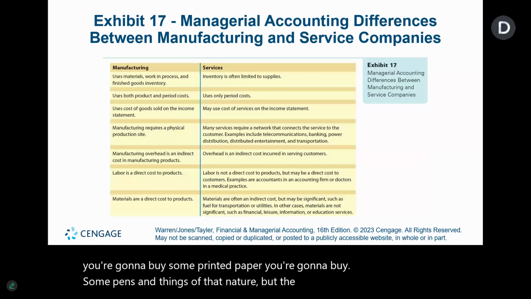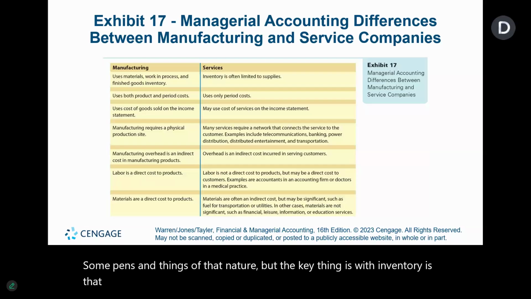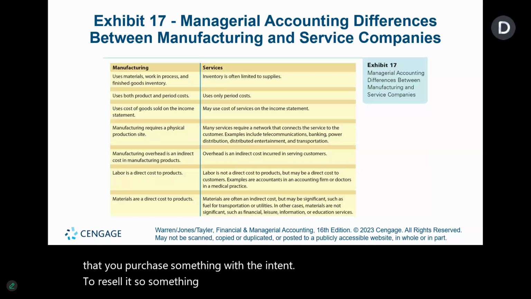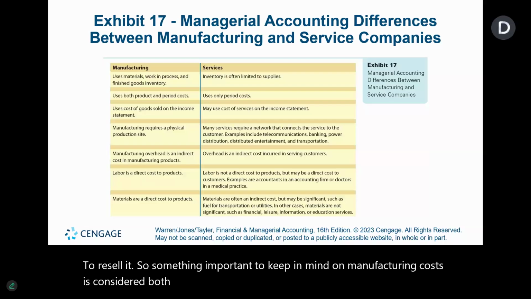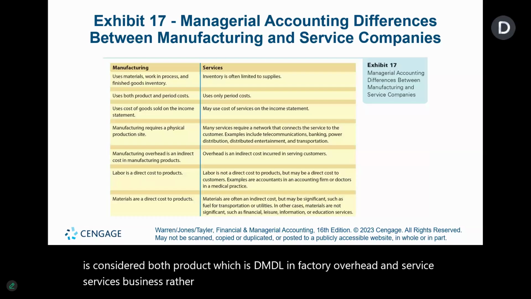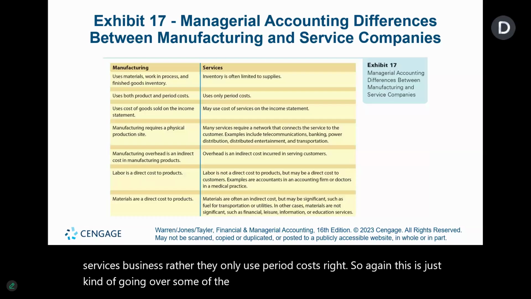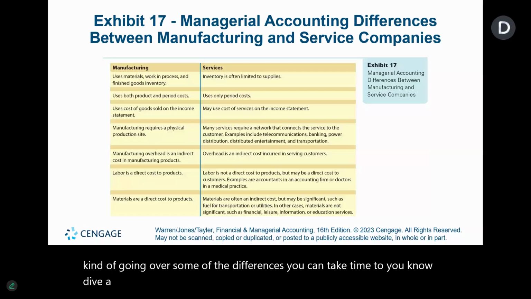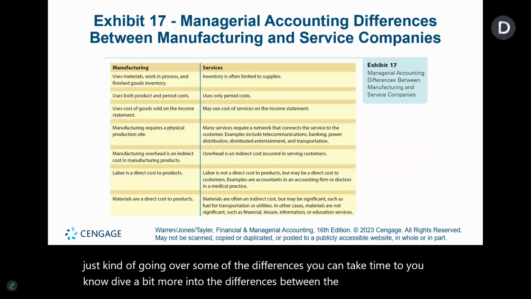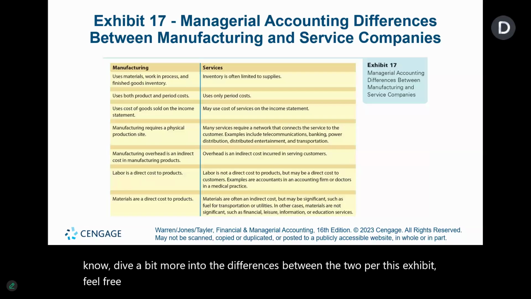But the key thing with inventory is that you purchase something with the intent to resell it. So something important to keep in mind. Manufacturing costs are considered both product costs, which are DM, DL, and factory overhead, and period costs. Service-based businesses only use period costs, right? So again, this is just going over some of the differences. You can take time to dive a bit more into the differences between the two per this exhibit. Feel free to do some additional research.